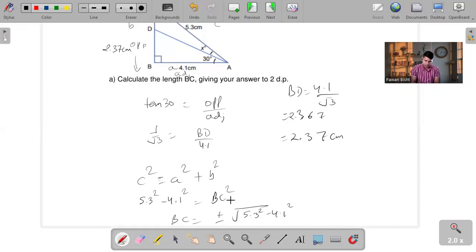Okay, so 5.3 square minus 4.1 square, 3.358. It is coming 3.358. So up to 2 decimal places, round it off, so 3.36, right, centimeter. This is the answer for my A part.